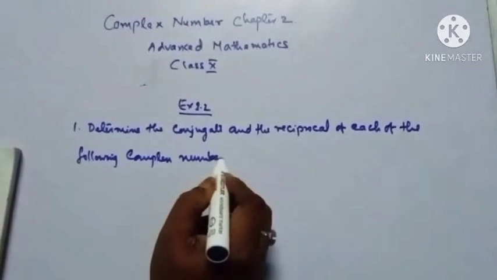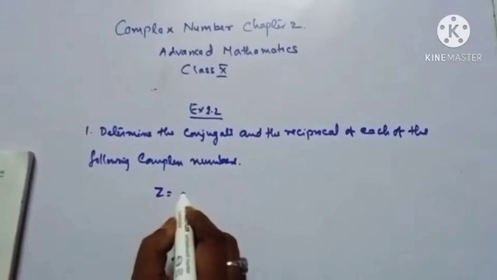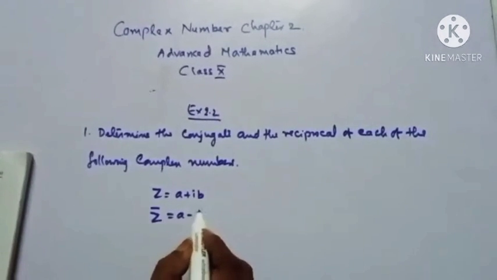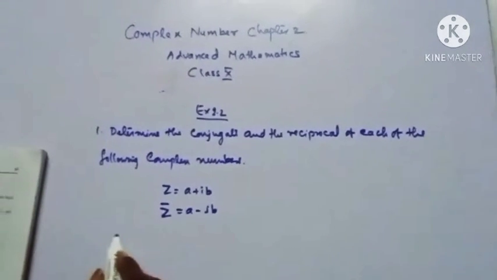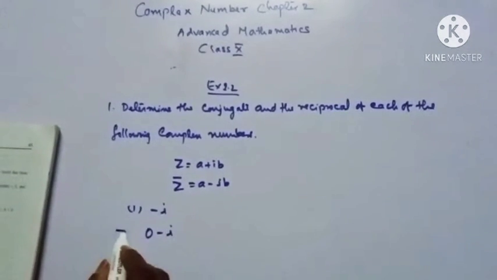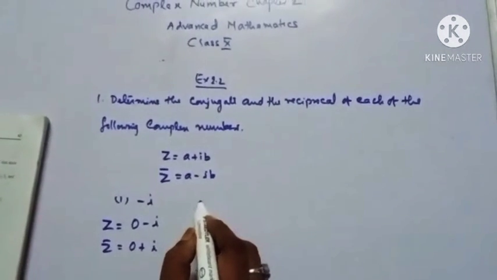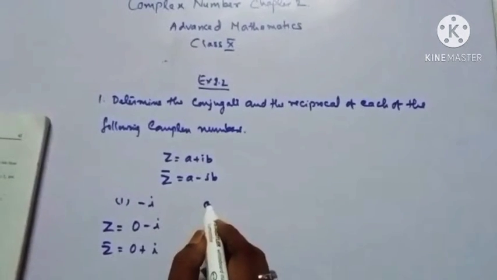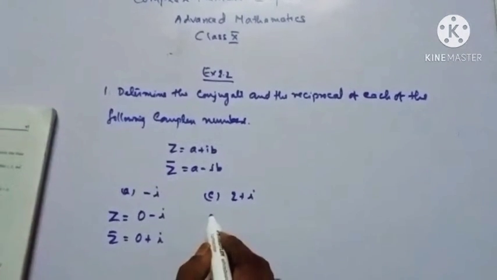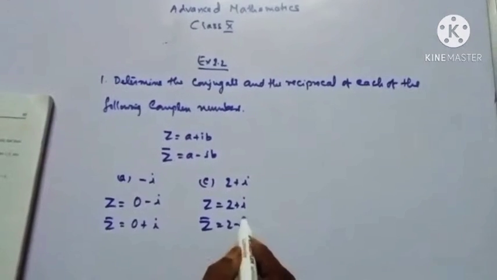numbers. Now see, I want to tell you the meaning of conjugate. If Z is equal to a plus ib, then its conjugate, represented as Z bar, is equal to a minus ib. This is the conjugate. So here, the first question is minus i, that is 0 minus i, let it be represented as Z. So Z bar will be 0 plus i. Again, the second one is 2 plus i. Let Z be equal to 2 plus i, then its conjugate Z bar is 2 minus i.